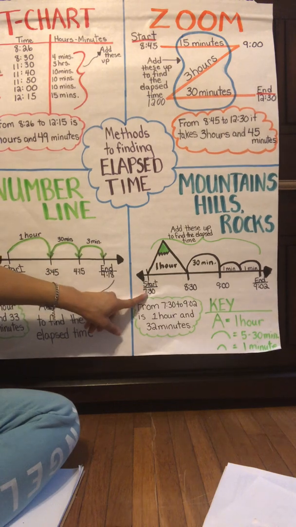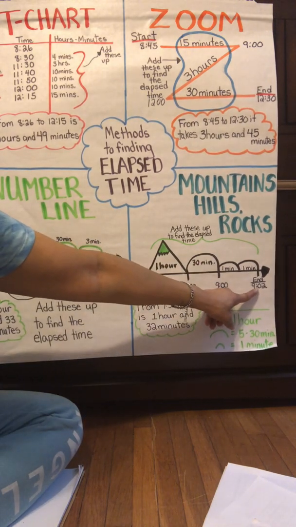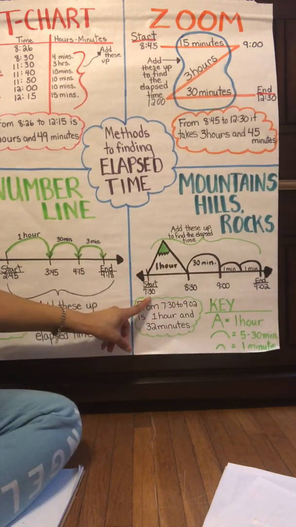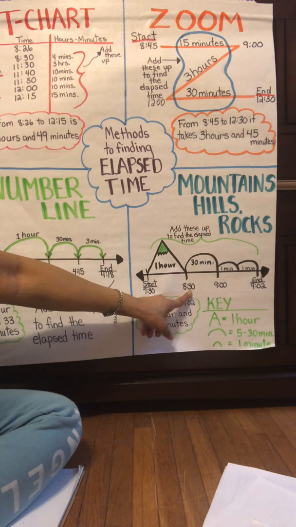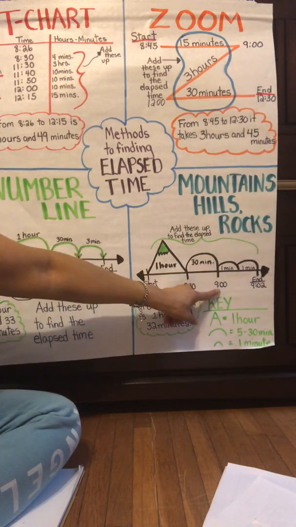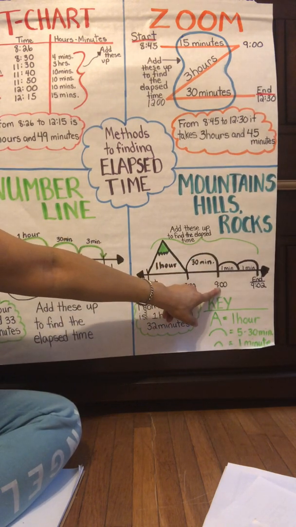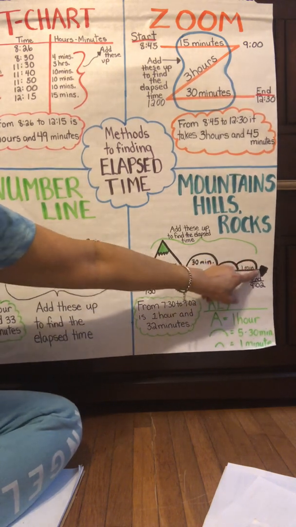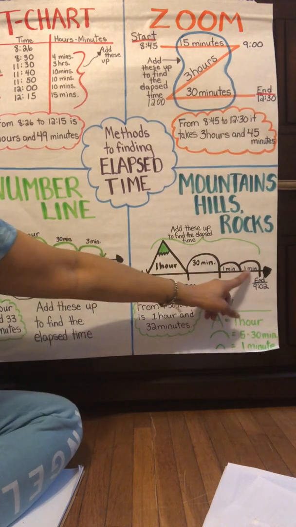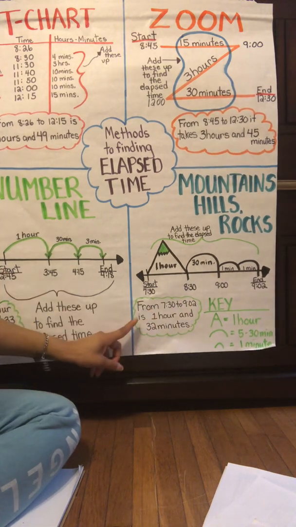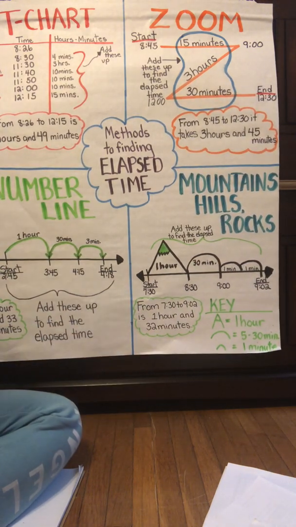So I started something at 7:30. I ended at 9:02. How much time went by? First, I did a mountain. So 7:30, adding an hour, takes me to 8:30. Now I'm only going to add 30 minutes because I'm trying to get to 9:02. If I add 30 minutes to 8:30, I'm at 9 o'clock. And now I just have to do little rocks. 1 minute, that's 9:01, and another minute takes me to 9:02. So I did rock, hill, mountain. So from 7:30 to 9:02 is 1 hour and 32 minutes.